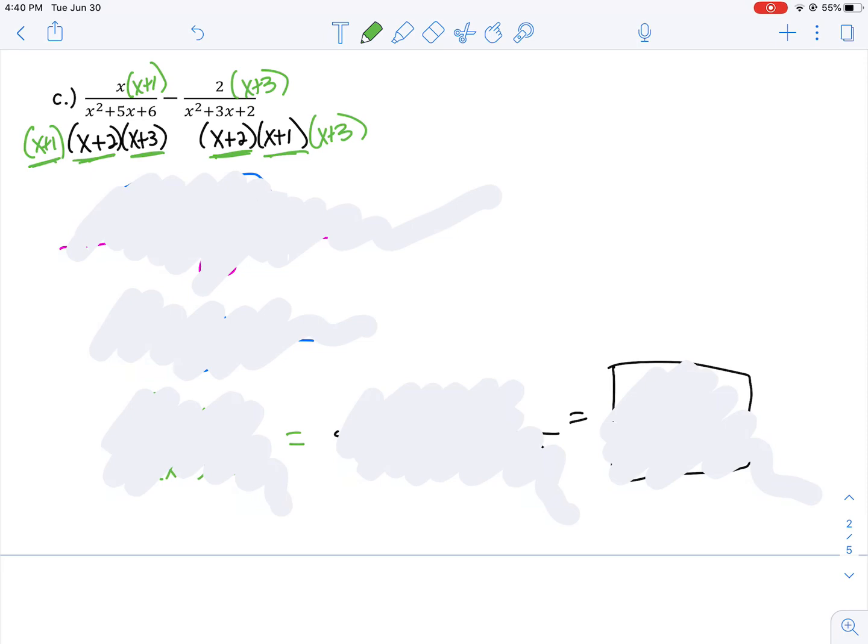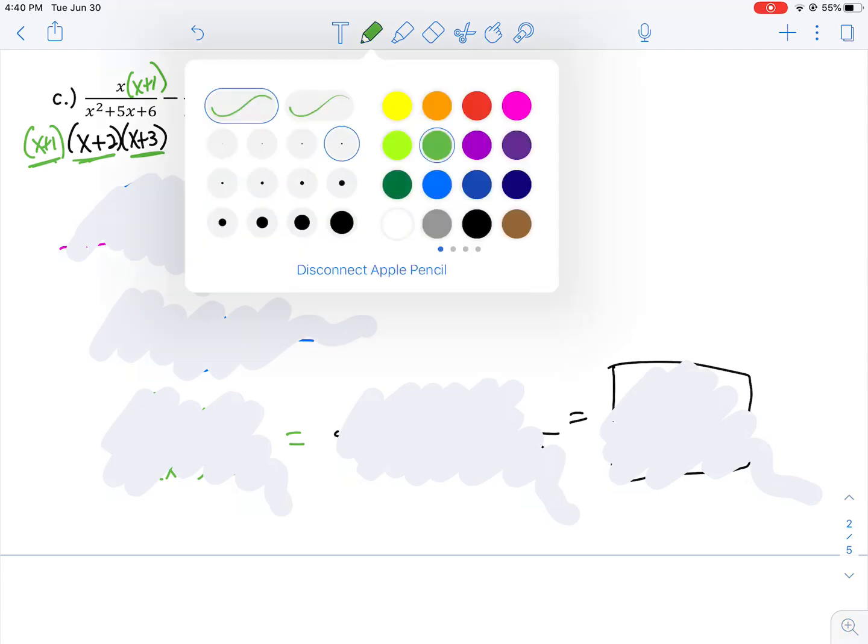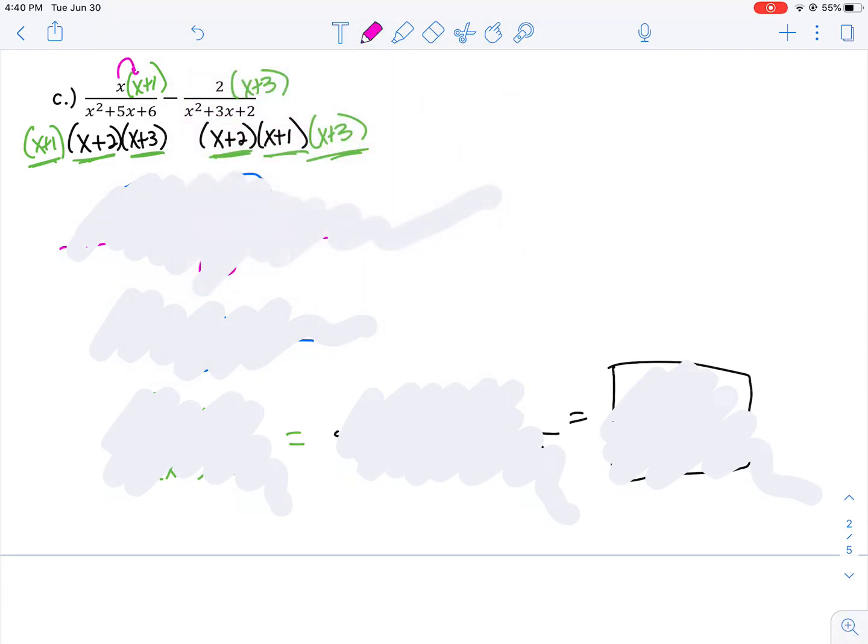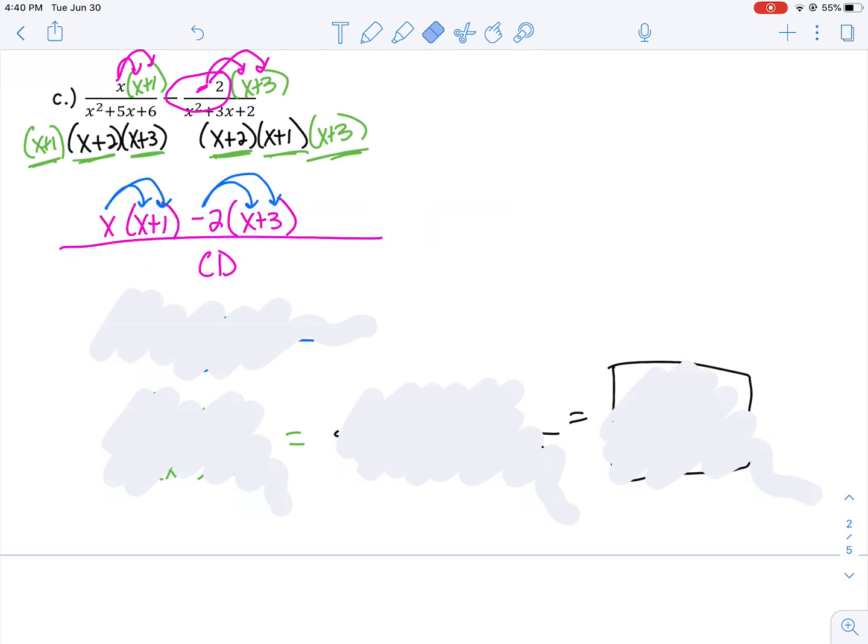All right, now that I have a common denominator, I should be able to smush these two fractions together with that common denominator. So my common denominator would be an x plus 1, x plus 2, and x plus 3. In my numerator, I need to make sure that I distribute this x through, and I really have a negative 2 right here that needs to be distributed to those parentheses. So this is what I have. I have an x times an x plus 1, and then a negative 2, because I was subtracting, right? A negative 2 times the x plus 3 over my common denominator.